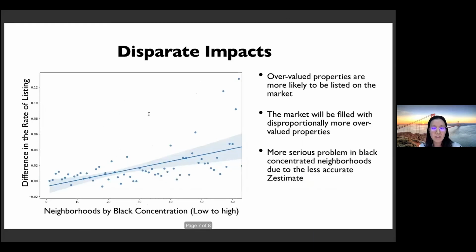We already know overvalued properties are more likely to be listed on the market, and as a result, the market may be filled with proportionally more overvalued properties. In the poor neighborhood, in the Black concentrated neighborhood, the Zestimate is less accurate, and therefore the entry decision might be affected more by the Zestimate. As a result, this imbalance might be more serious. So in other words, even though the Zestimate itself is not biased, it could still promote inequality in such a way.